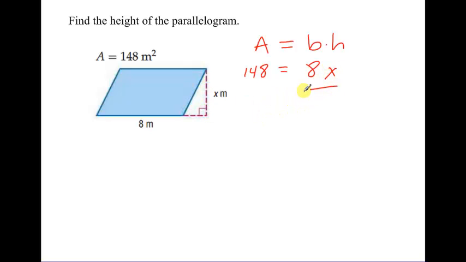And you know what to do. You're just going to divide by 8 on both sides. Let the ninja work their magic. All right, so our final answer on this one is just 18.5 meters for our x value, our height.